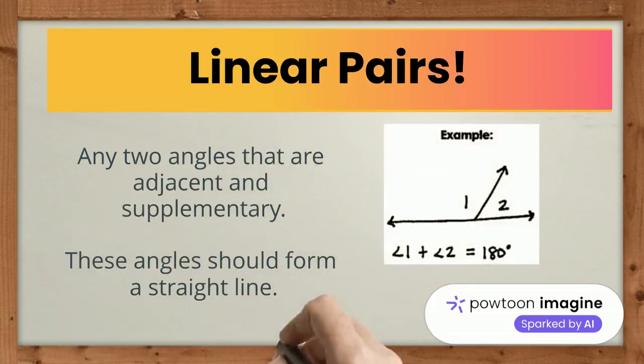They should form a straight line. In the example, angles 1 and 2 have a common vertex, they share a common side, and they also add up to 180 degrees, making them a linear pair.